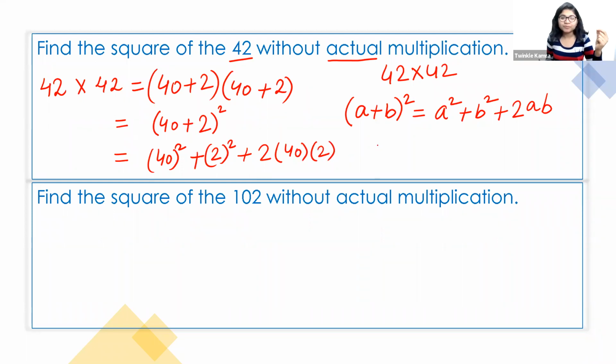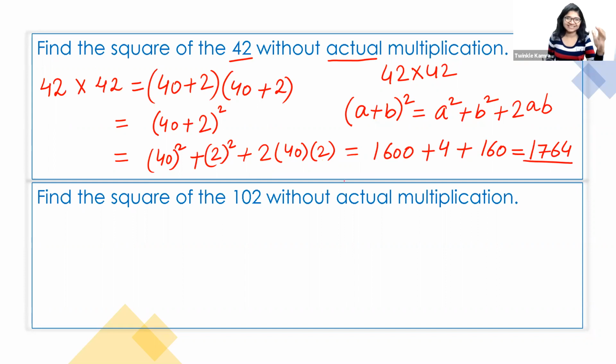Which is equal to 40 square, meaning 40 into 40, which is 1600. Plus 2 square is 4, plus 2 into 40 is 80, and 80 into 2 is 160. When you add it, you get 1764. This is the answer. Without actual multiplication, we found the answer, right?